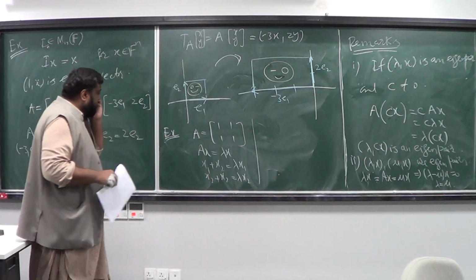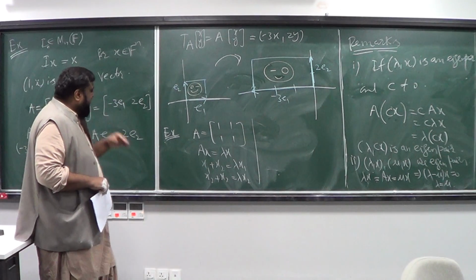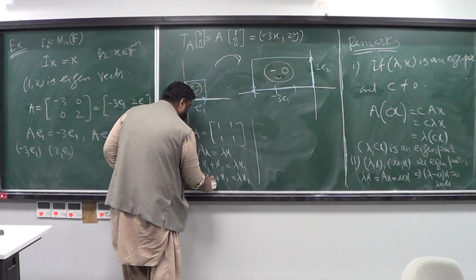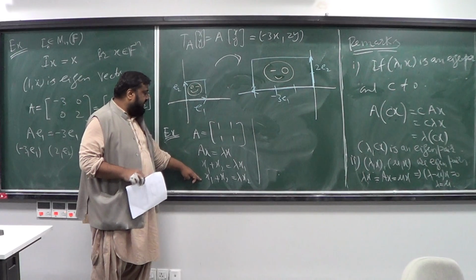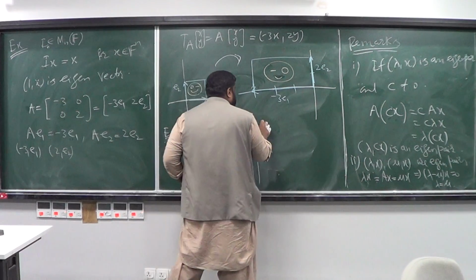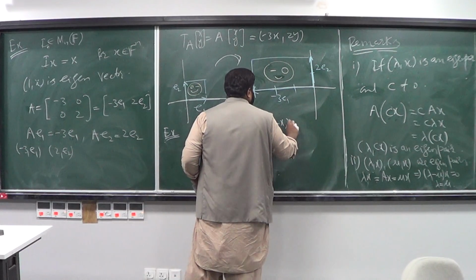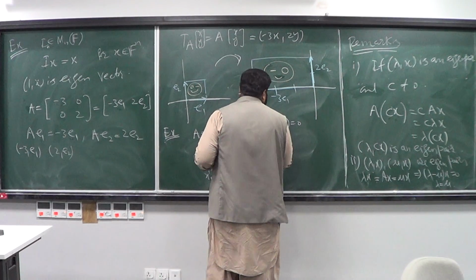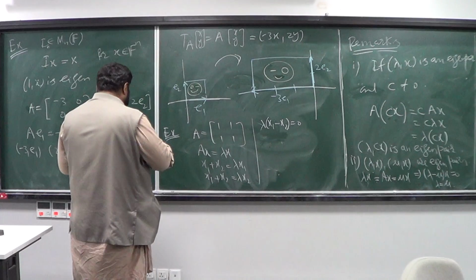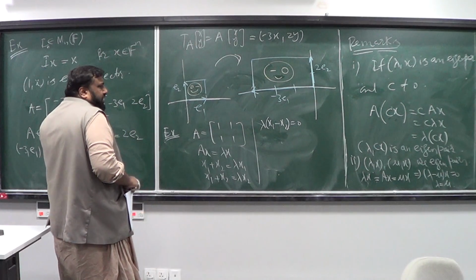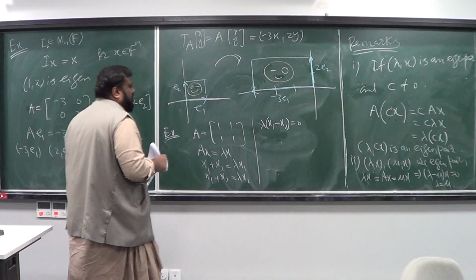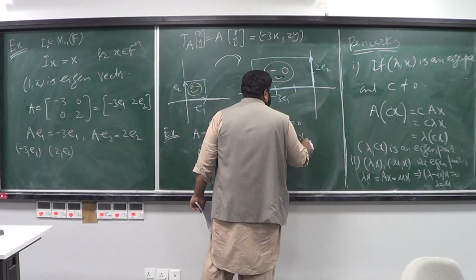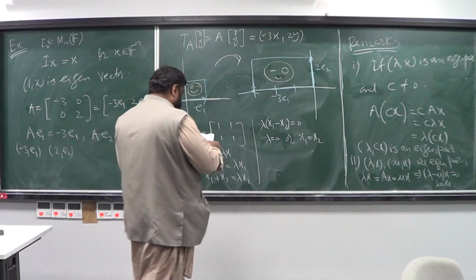You can deduce from these two equations, for example, if you subtract them, you're going to get lambda times (x1 minus x2) equal to 0. Now, when the product of these two numbers is 0, you have two cases: either lambda is 0 or x1 is equal to x2.